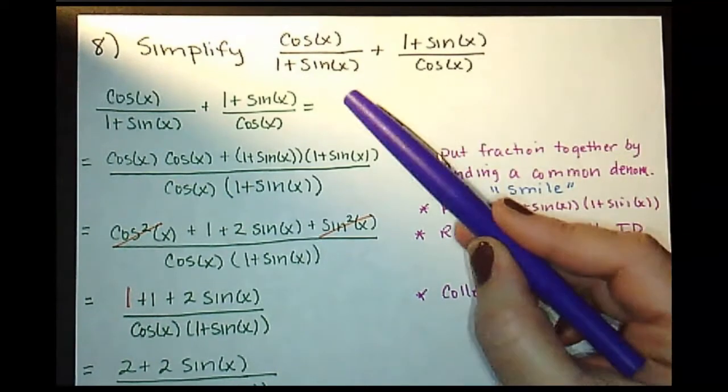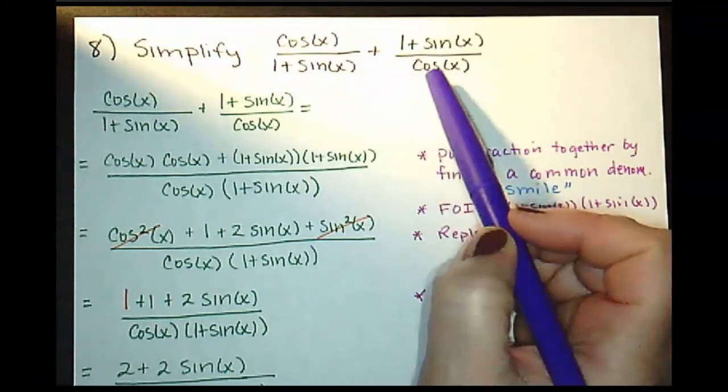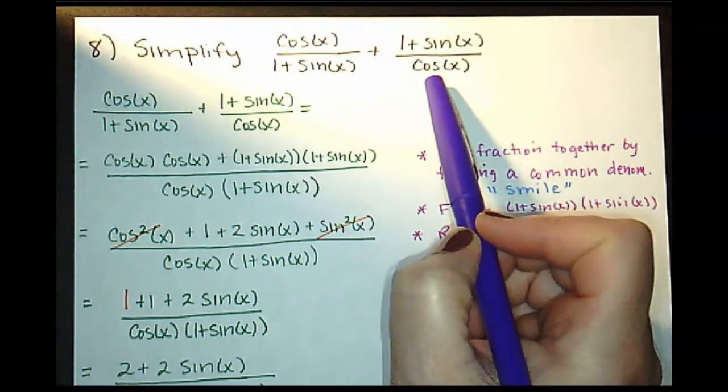So we're starting out with two fractions, and we said earlier in the process when we have two fractions, we want to put it together and make one fraction. So I need a common denominator. So for my folks, that's a smile.